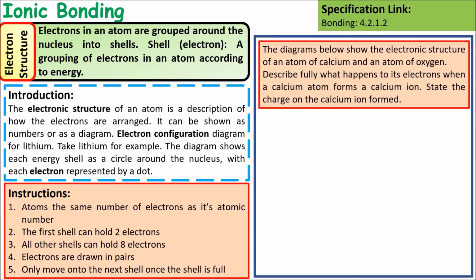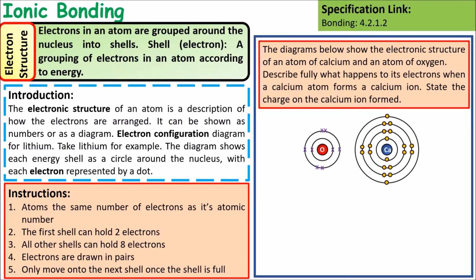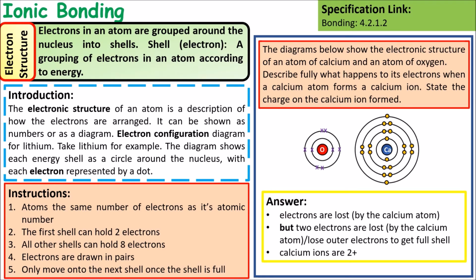So if we think about this question, the diagram below shows the electronic structure of a calcium atom and an oxygen atom. Describe fully what happens to its electrons when a calcium atom forms a calcium ion. So there are diagrams. And the things that we'll need to talk about is that the calcium atom is going to lose 2 electrons, and because it loses 2 electrons, it gains a charge of +2. So when we're thinking about ionic bonding, it's always important to consider the charges.